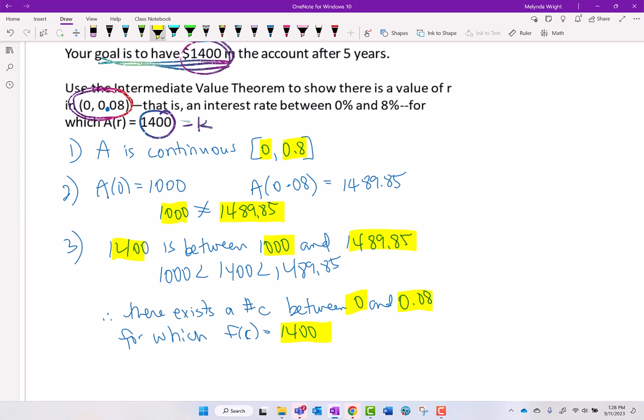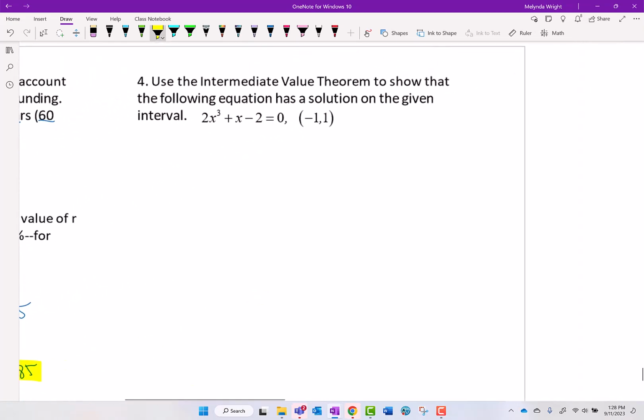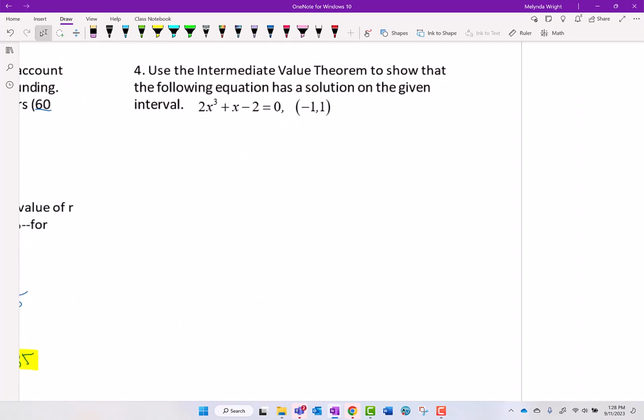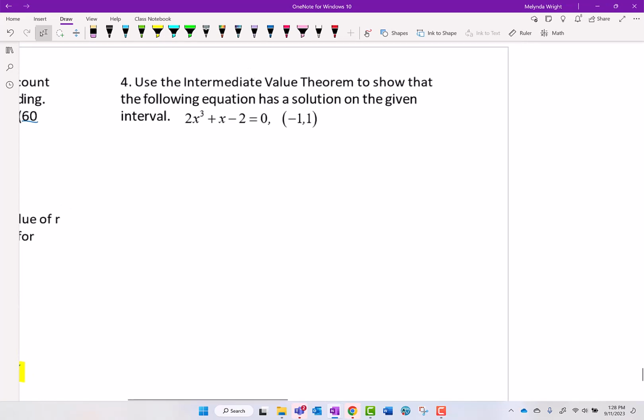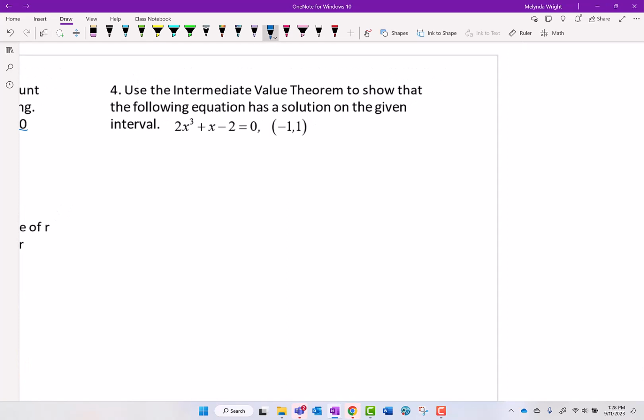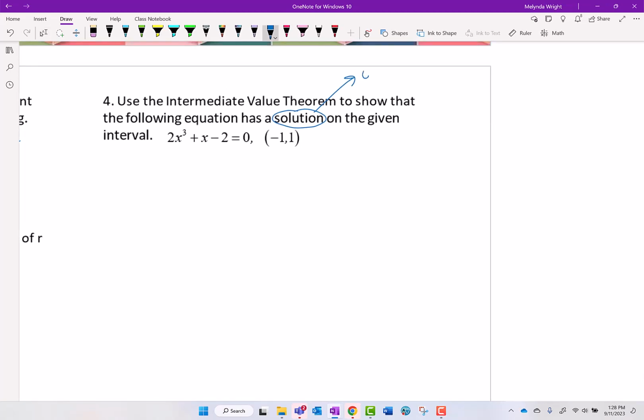All right, we have one more intermediate value theorem. We good? Okay, let's do our last intermediate value theorem. Use intermediate value theorem to show that the following equation is a solution on the given interval. Okay, so first of all, we're going to do math talking. This word solution, we need to look at other words for solution, because this kind of problem is very common and they don't always use the word solution.